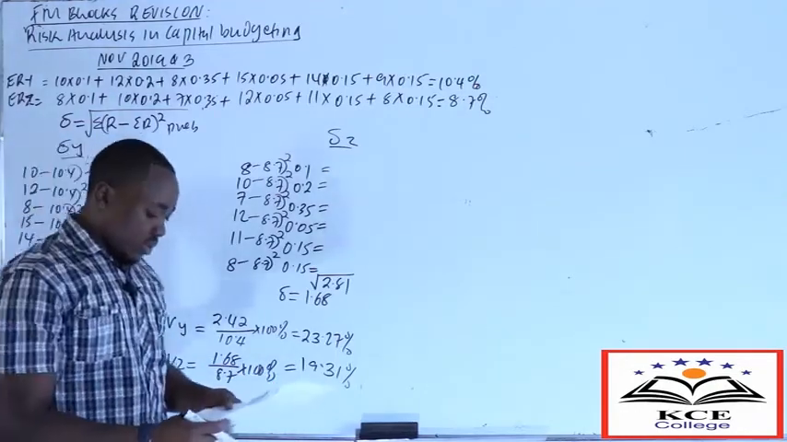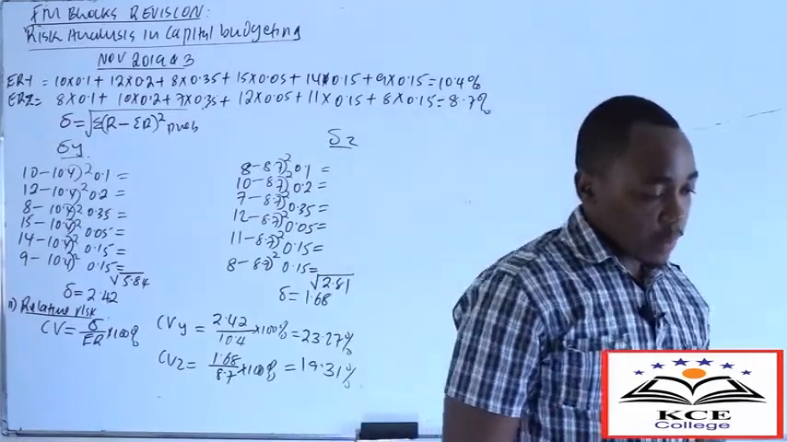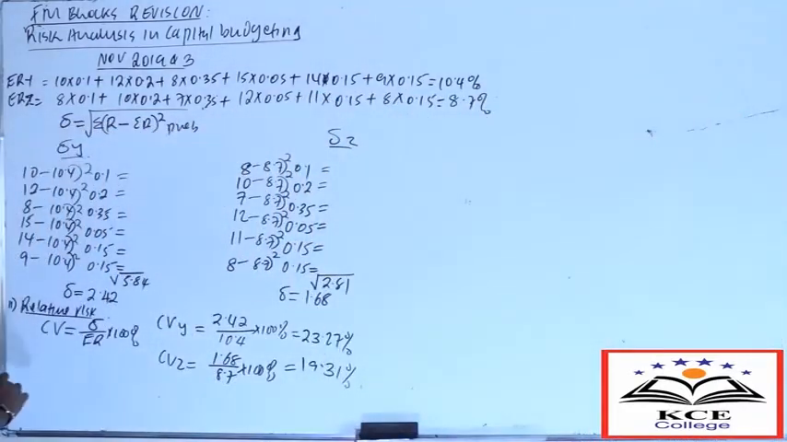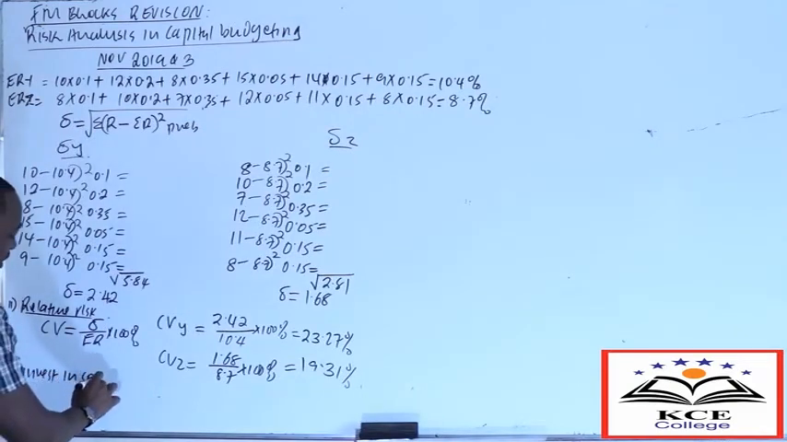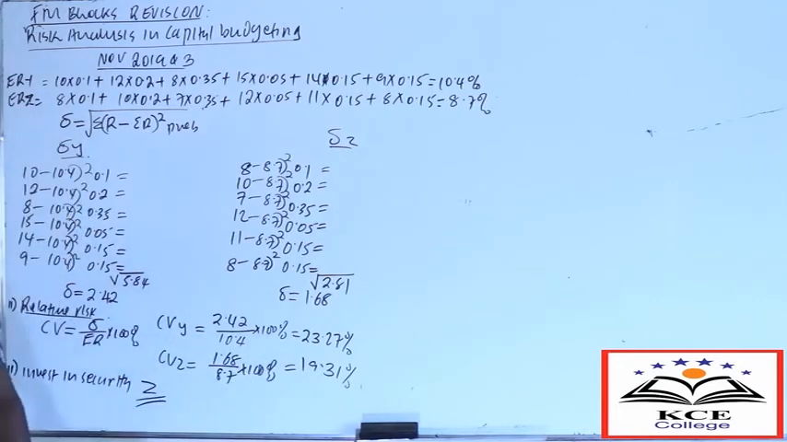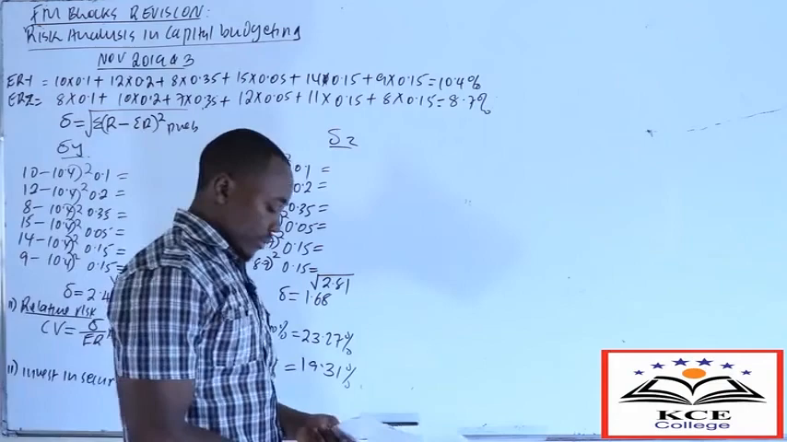The last question was to advise the investor on which of the two securities to invest in. So invest in security Z, since it has a lower risk. Good.